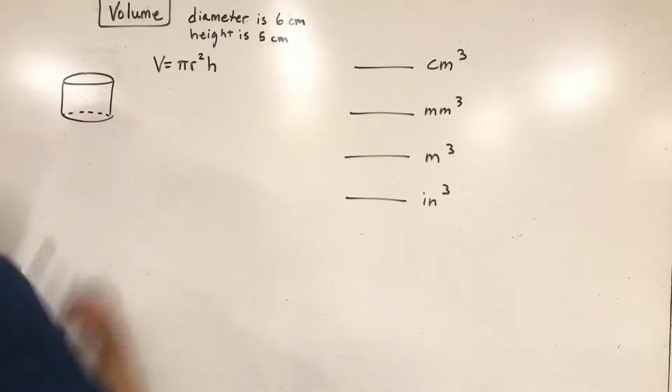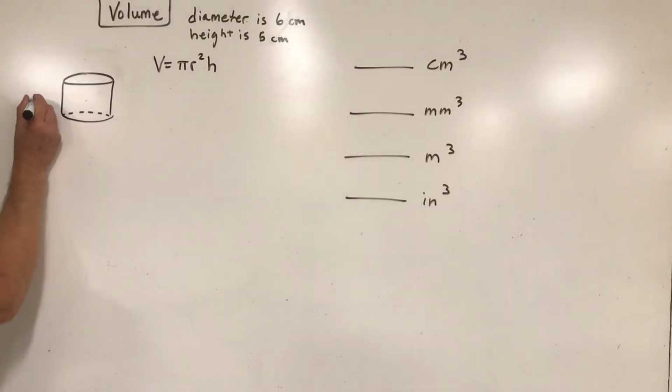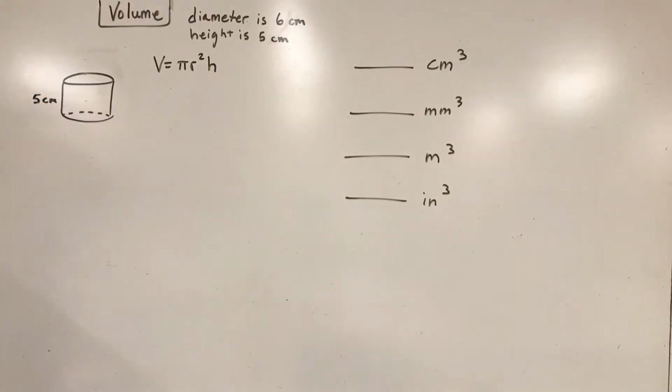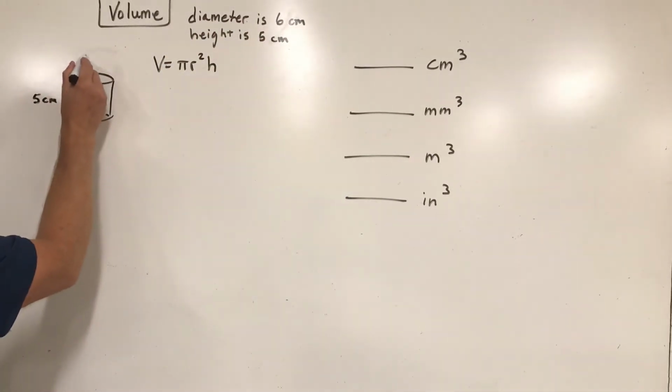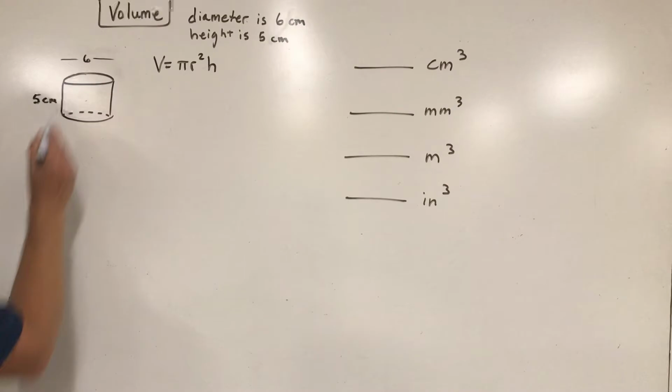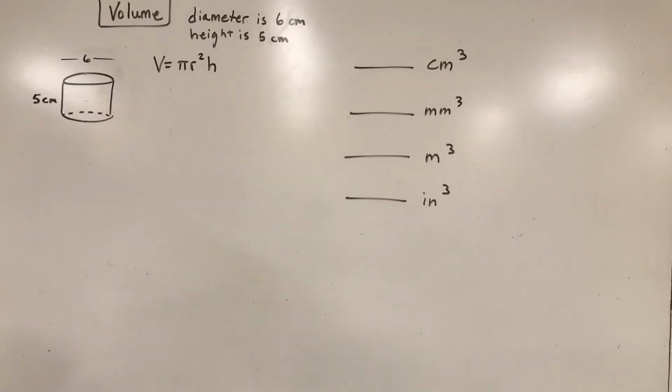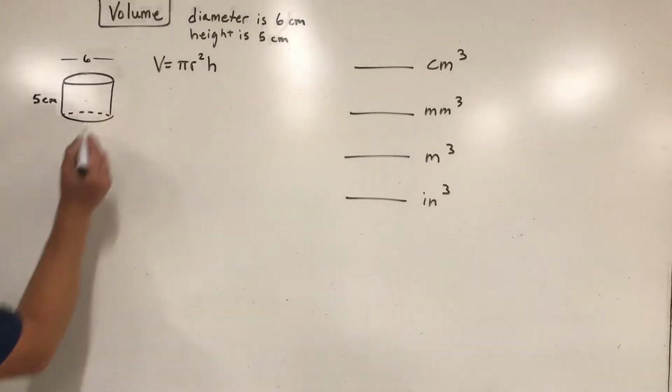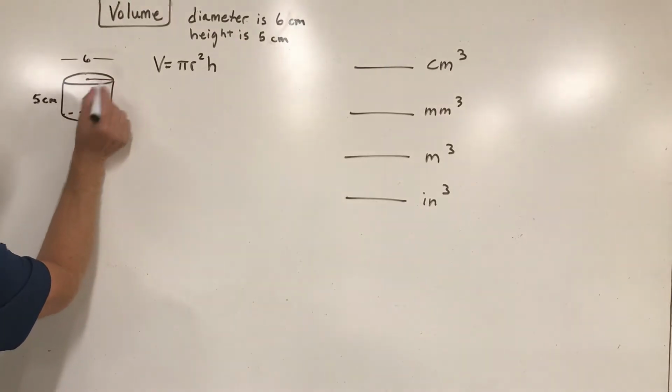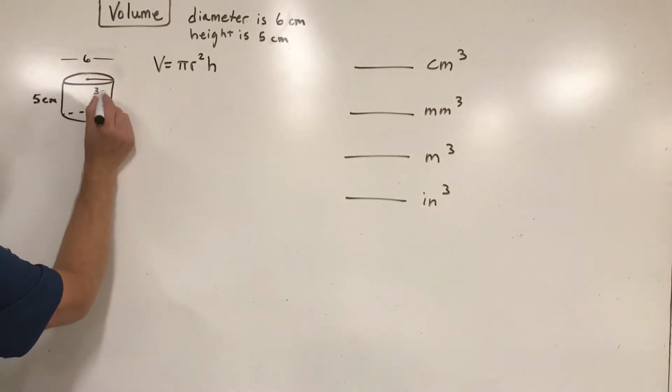It says the height is 5 centimeters, so I'm going to label that in here, 5 centimeters. Okay, and the diameter is 6 centimeters. Well, don't forget, the diameter means all the way across that circle. And I'm not looking for that, I'm looking for the radius. The radius of that circle is going to be 3 centimeters.